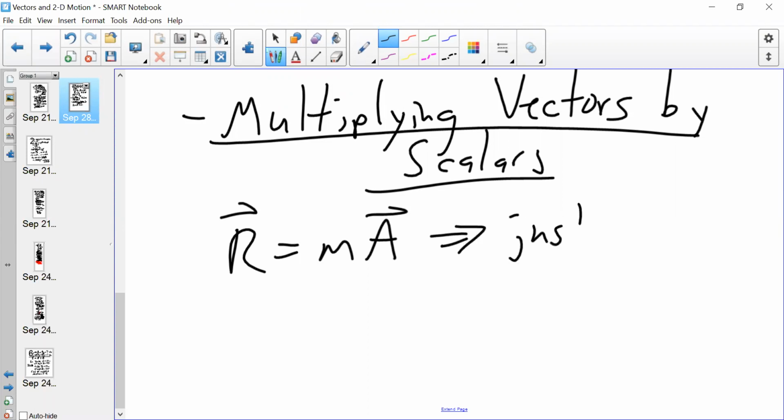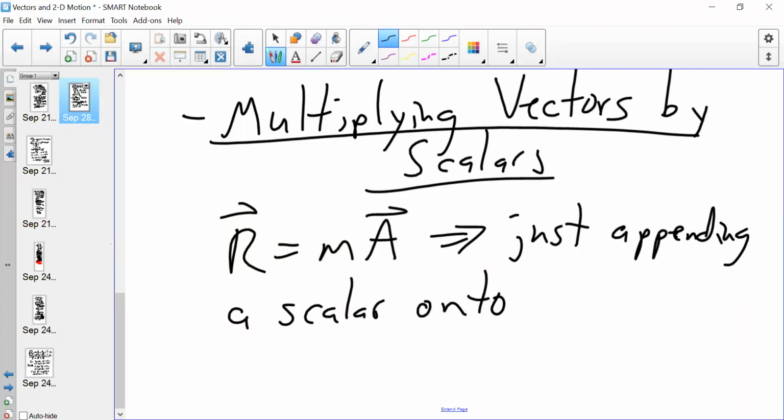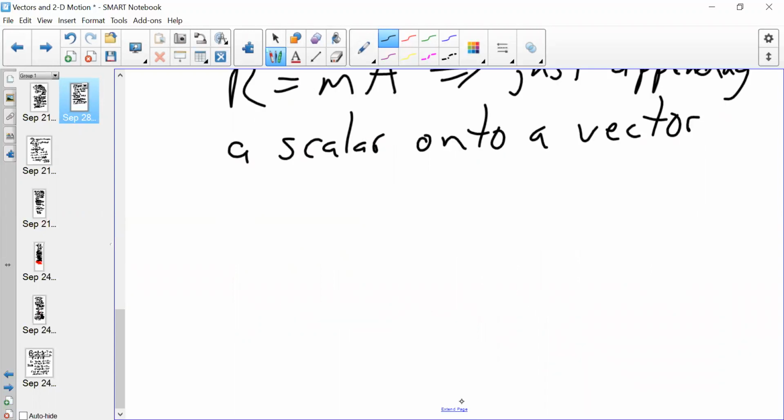Geometrically, all we're doing is just appending a scalar onto a vector, right? And the geometry of that is very simple. Let's say we have vector A pointing this direction, and then we just append some scalar onto it. That's the multiplication of M times A. Nothing major involved with that. There's one problem, I think, in your homework that works with scalars and vectors, but I don't see it coming up a lot, but it's something nice to know just in case you need it, right?